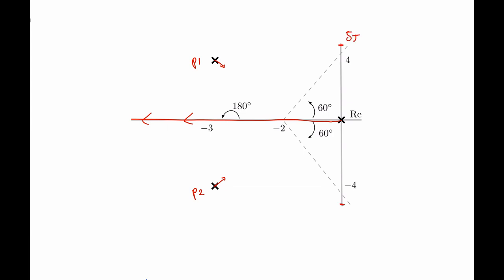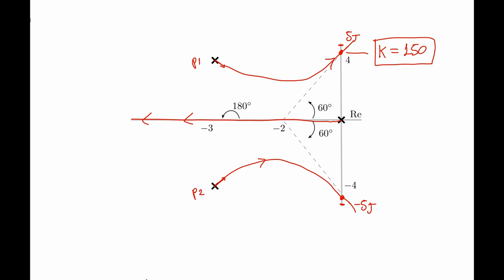So now the only solution is that P1 goes like that, and P2 goes in the same way towards the asymptote and then towards the negative imaginary axis. This point here being 5j and this point here being negative 5j. We know that that happens when k is equal to 150. And this is the completed root locus for this example.